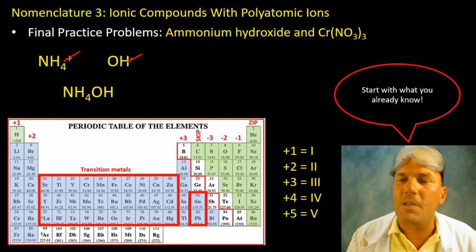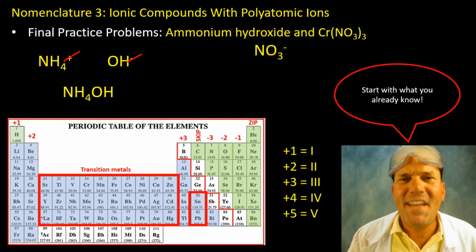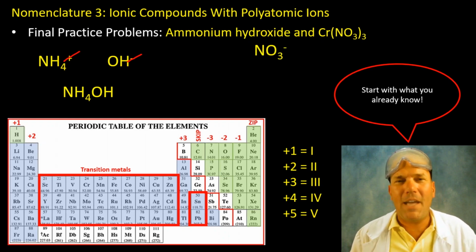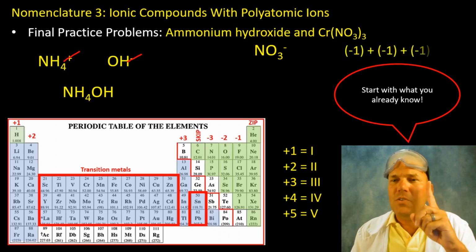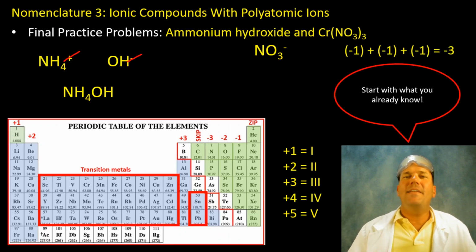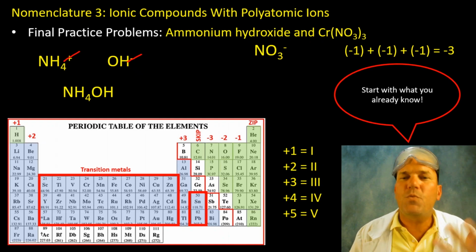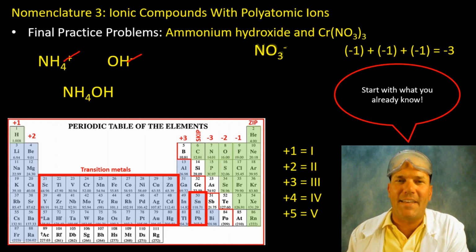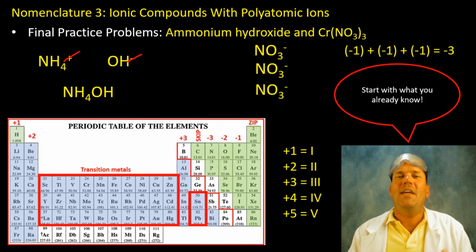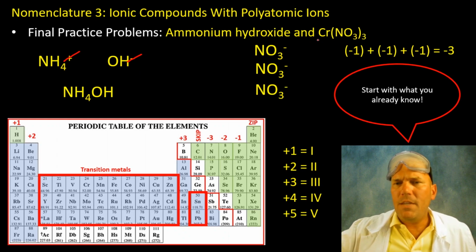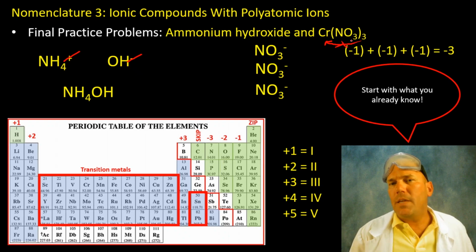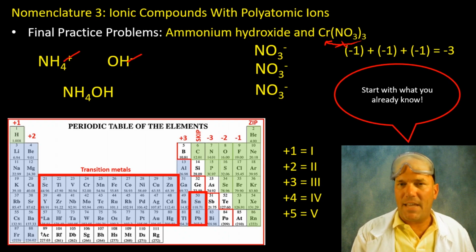Now, let's look at this other one here. Oh, that's nitrate. Nitrate's one of the polyatomic ions, and I know the charge is -1. And I also know there's 3 of them. So if I add the -1, -1, -1, it's an overall -3 charge for the anion. So there's 3 total nitrate polyatomic ions. But there's nothing here. Please listen. This subscript does not apply to the cation, only the number of anions.